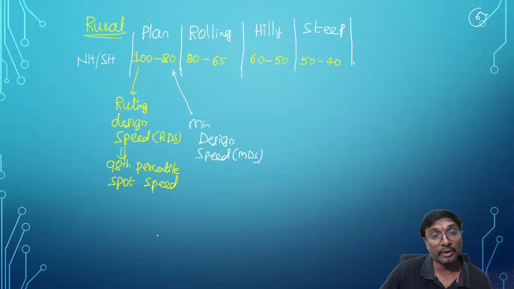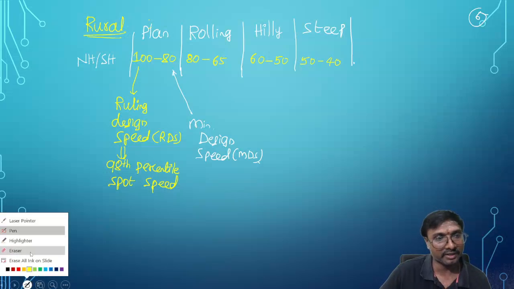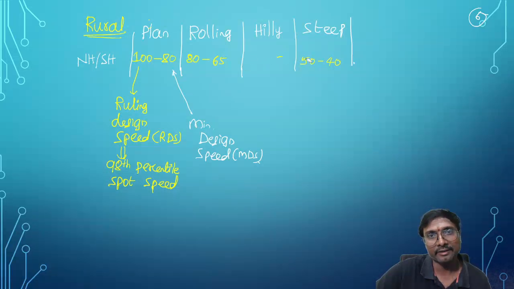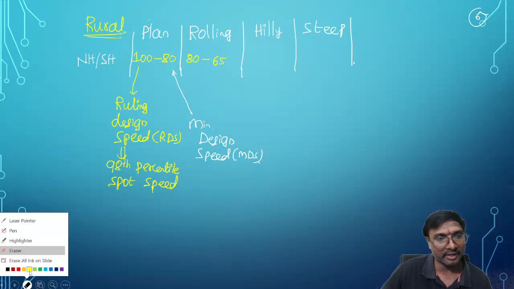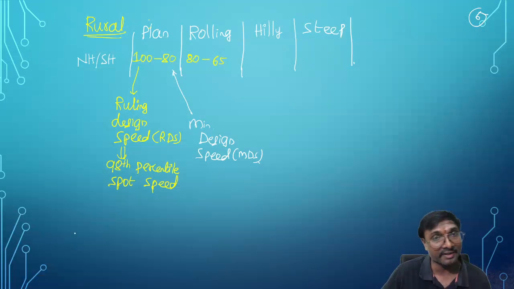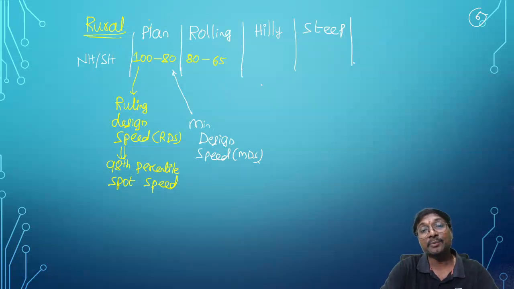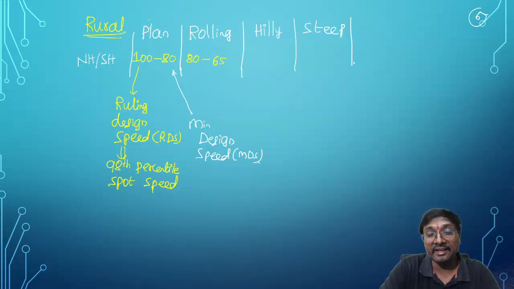These are the values you are having for these speeds, right? What are the speeds you are having? Actually, these values are which one? Ruling design speed values, right? What are these ruling design speed values? Anybody remember these values? Ruling design speed for this national highway and this plain terrain, national highway and this state highway in this hilly terrain.